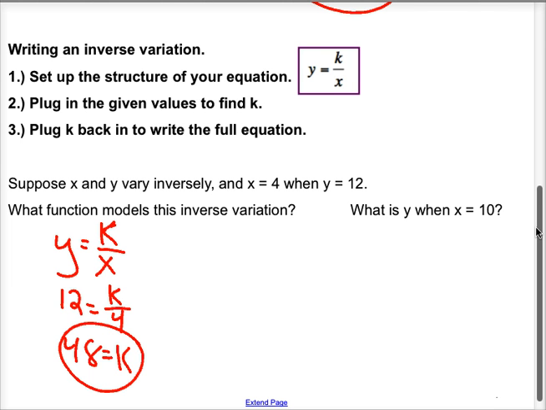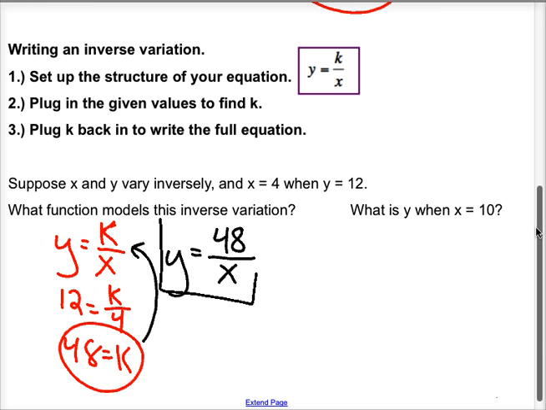Now, what I need you to know is that that is not my equation. That is a stepping stone to my equation. I have to actually go and plug that back in up there. So my actual equation is when I put in that 48 for k, as this is the relationship between x and y. So again, always make sure you're plugging it back in.